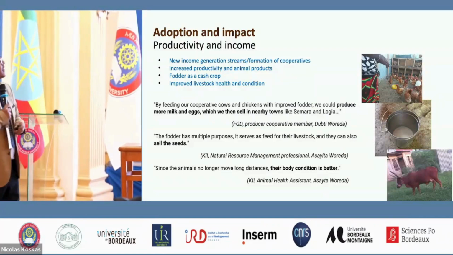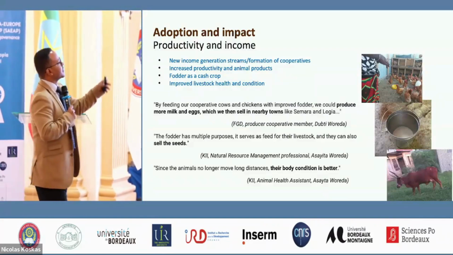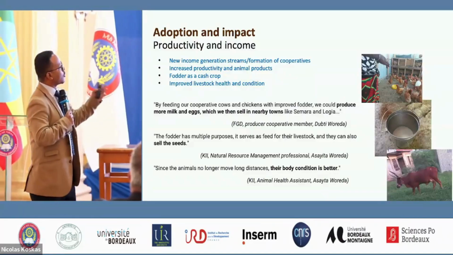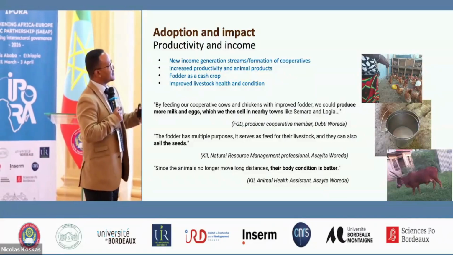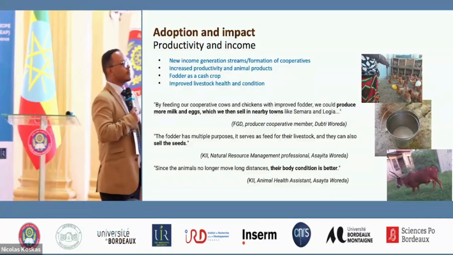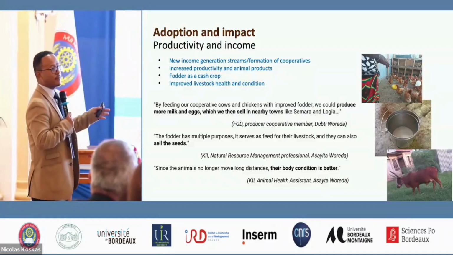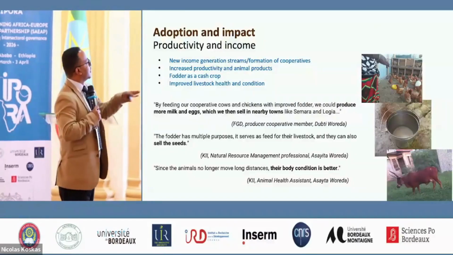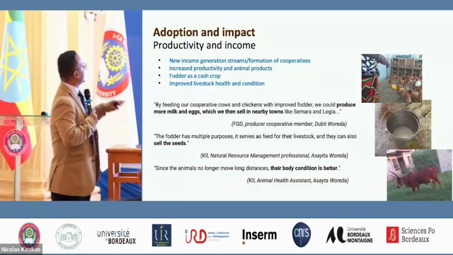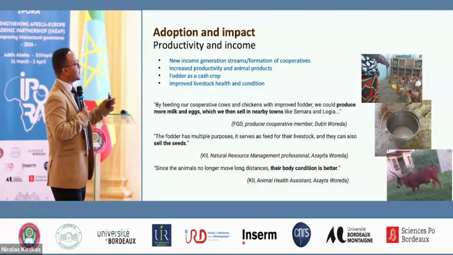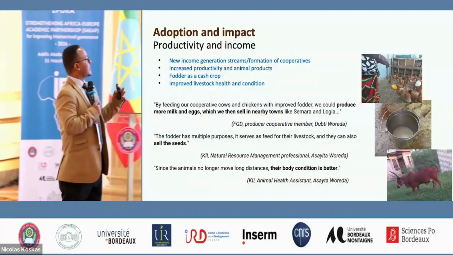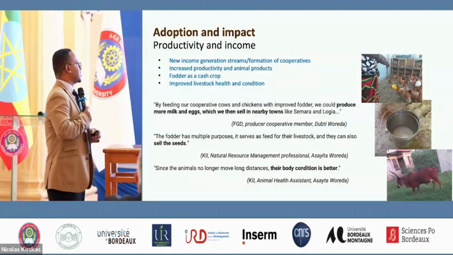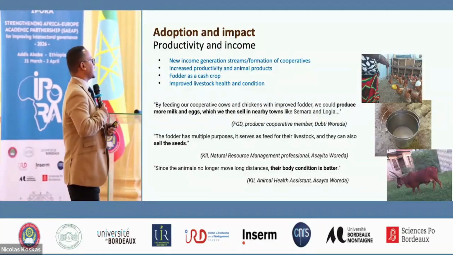Improved livestock health and conditions, as illustrated by some of these quotations. Some say, okay, by feeding our cooperative cows and chickens with improved fodder, we could produce more milk, eggs, etc. So this is coming from a cooperative that is in charge in producing animal feed. The fodder has multiple purposes. It serves as feed for their livestock, and they can sell the seeds. This is coming from a natural resource management professional in the Warada as Asaita.